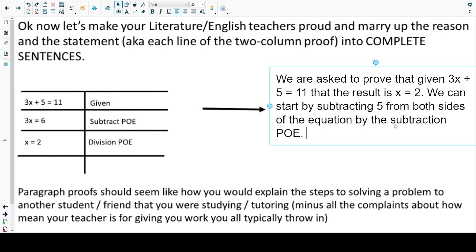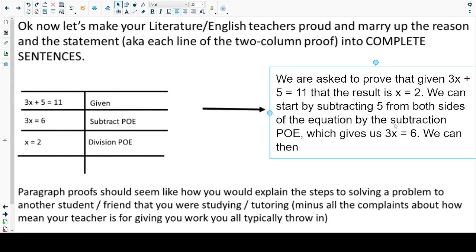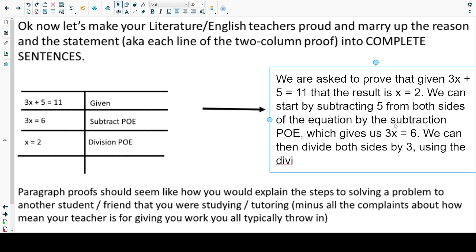Why could we do it? By the subtraction POE. I almost forgot the third part here, is what do we end up with, which gives us 3x equals 6. We can then, again, what did we do? Divide both sides by 3. Why can we do that? Using the division POE. And what did it give us? Which gives us x equals 6.